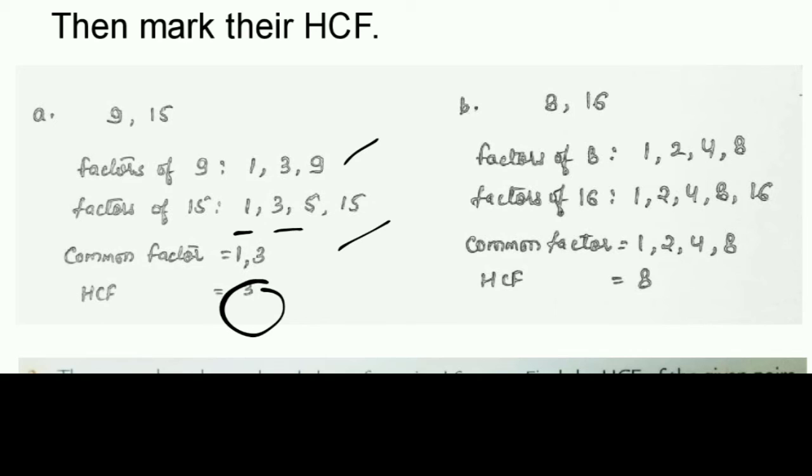Next is 8 and 16. So what are the factors of 8? 1, 2, 4 and 8. Factors of 16: 1, 2, 4, 8 and 16. Common factors are 1, 2, 4, 8. Clear? So the highest common factor is 8.